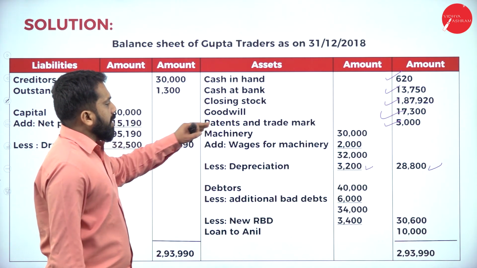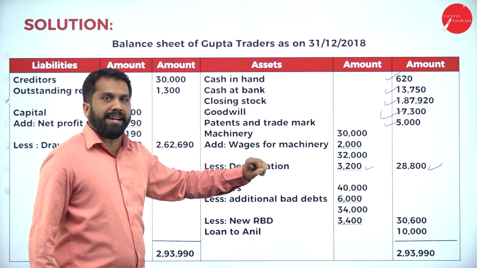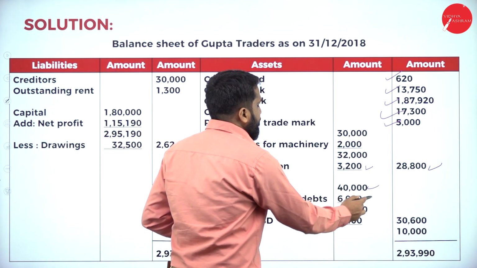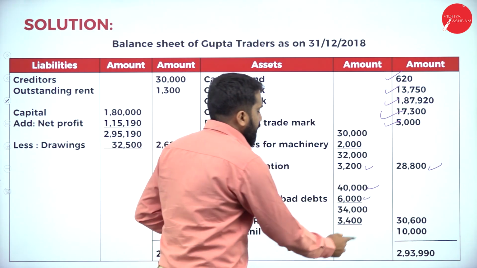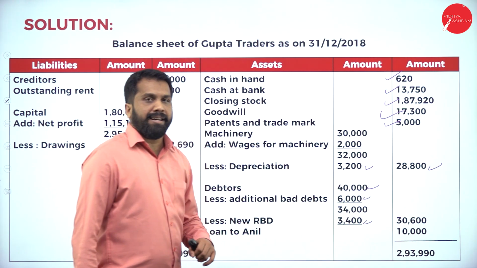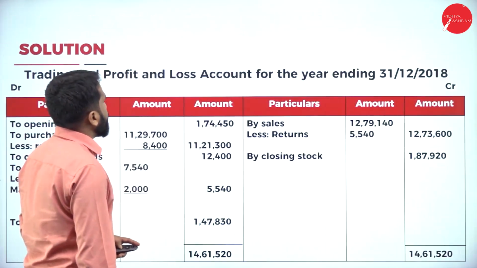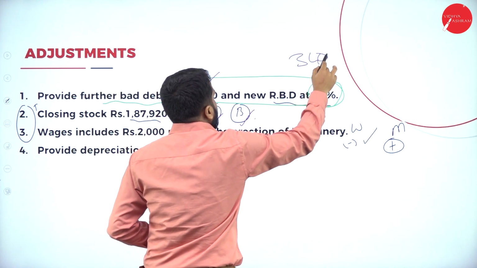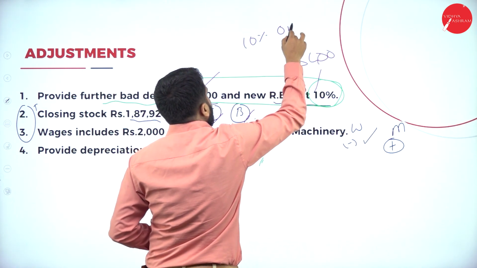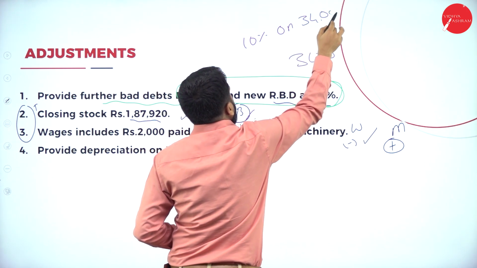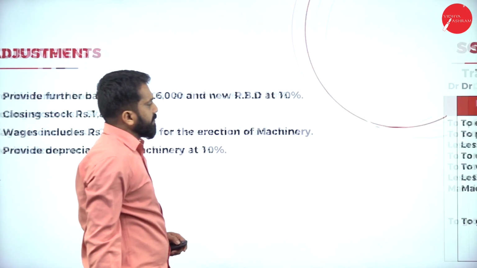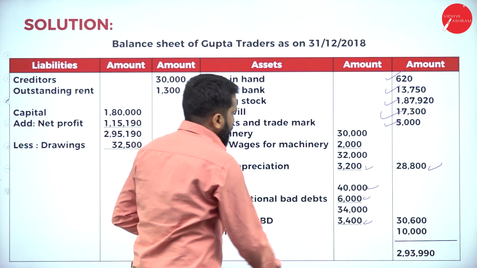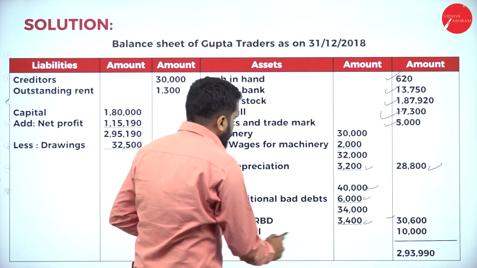28,800. Now, from the total, depreciation has to be deducted. Then your debtors, it was 40. Again, 6,000 is there in the adjustment. 3,400 is also there in the adjustment. Which are those? This is 6,000. This is 3,400. We calculated 10% on 34,000. Remember this. So this is done. Then new RBD, it is over. Last one, loan to Anil.